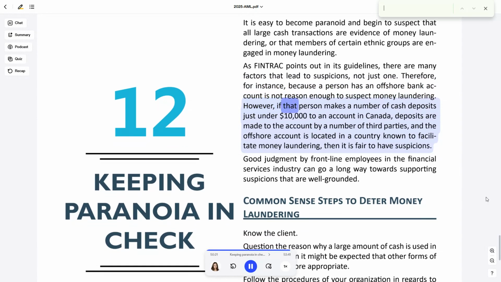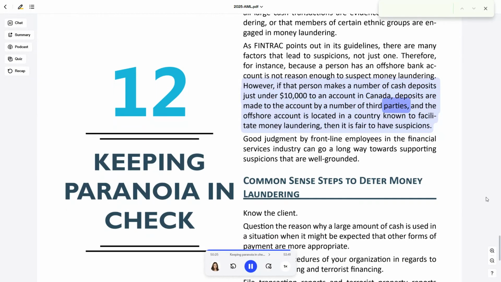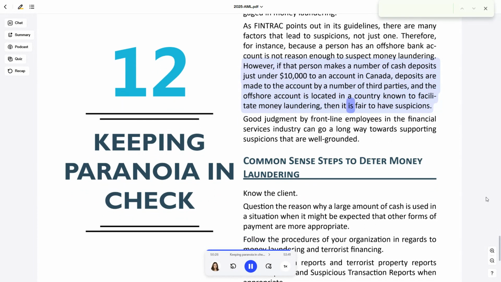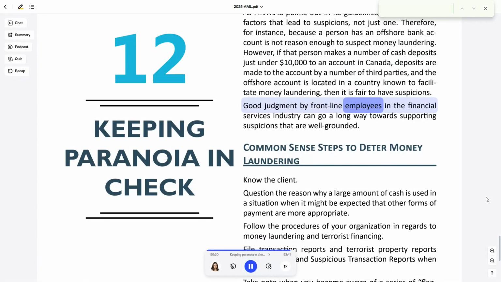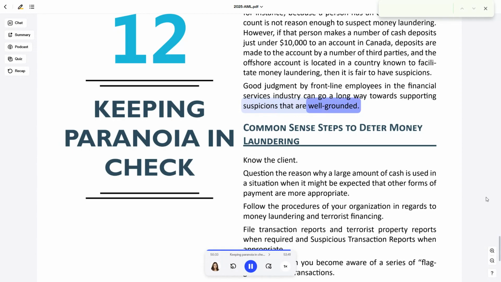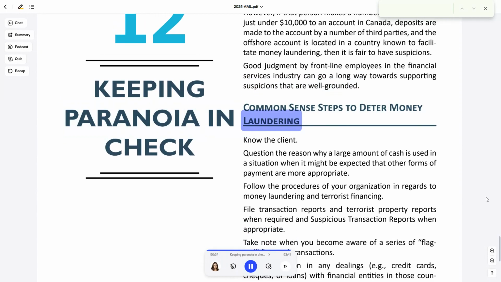However, if that person makes a number of cash deposits just under $10,000 to an account in Canada, deposits are made to the account by a number of third parties, and the offshore account is located in a country known to facilitate money laundering, then it is fair to have suspicions. Good judgment by frontline employees in the financial services industry can go a long way towards supporting suspicions that are well-grounded. Paranoia in check: common sense steps to deter money laundering.